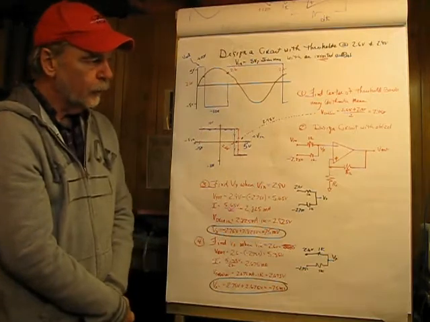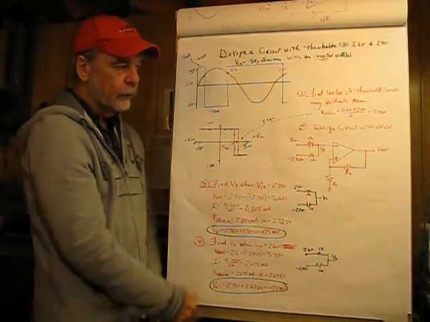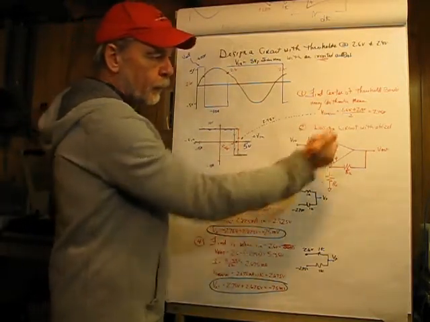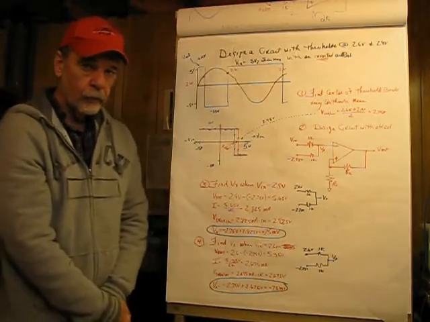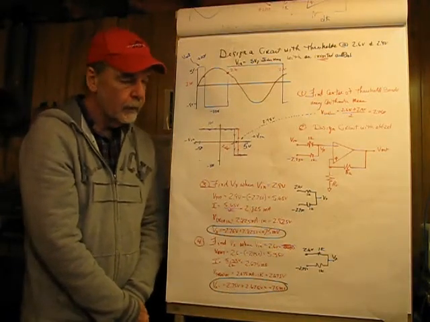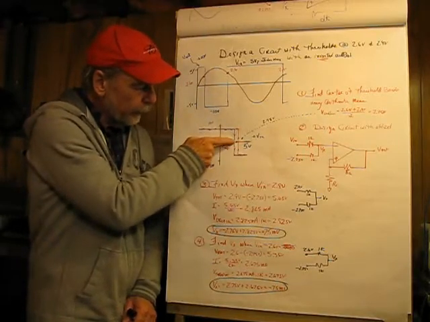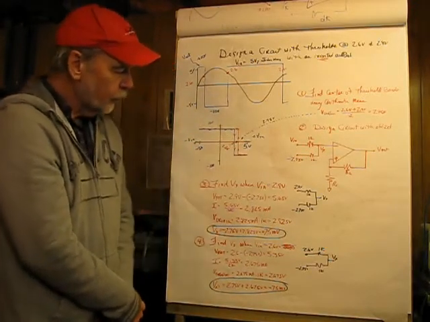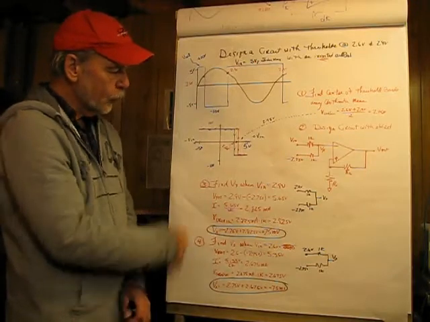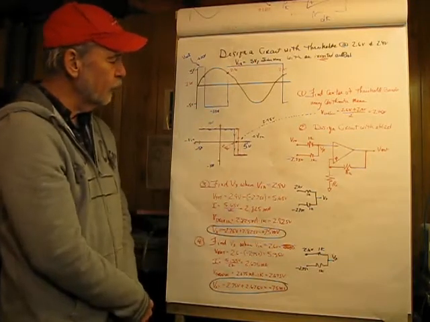To do that, we'll just take the arithmetic mean, which is 2.6 plus 2.9 volts divided by 2, giving us 2.75 volts. So that'll be the center point right there. Now, once we know that, let's trace this out and see if it makes sense to us.